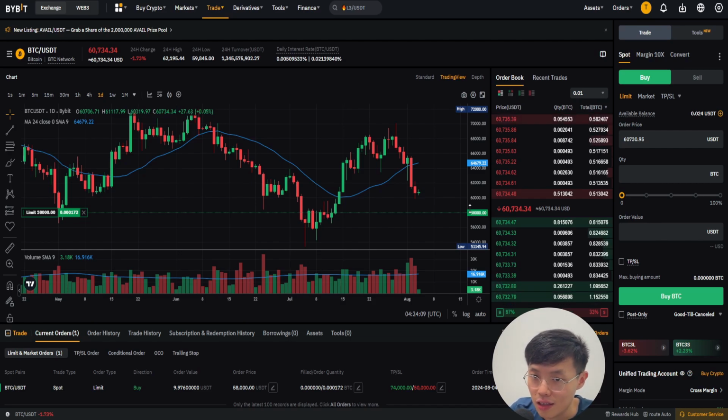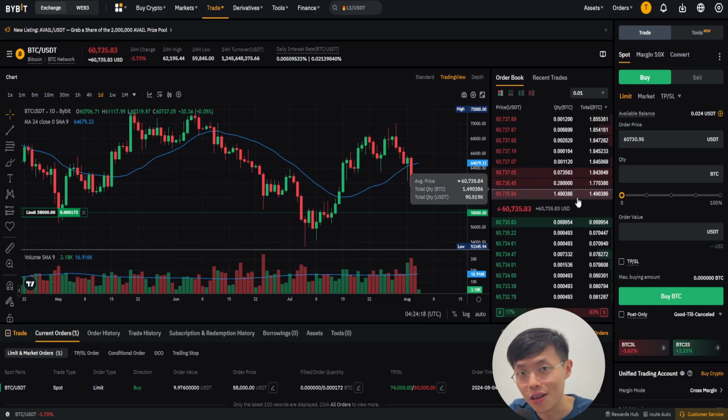Right now, in spot trading, you can use this interface. Go to spot trading and go buy some cryptocurrency. All right, I'll see you in the next video.